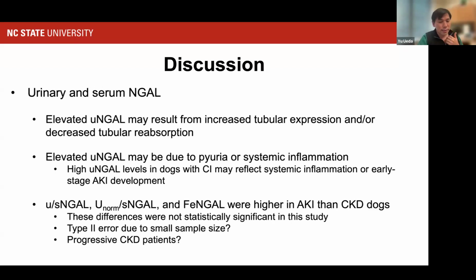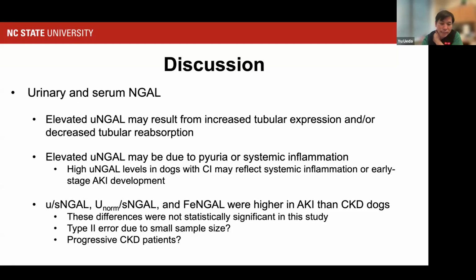And again, urinary and serum NGAL can be increased in AKI patients and much higher than in healthy control patients, but it might not be able to differentiate the AKI and CKD groups. Just to recap, the urinary NGAL concentration may increase as a result of increased tubular expression and/or decreased tubular resorption. But also, again, the urinary NGAL may be due to pyuria or systemic inflammation.